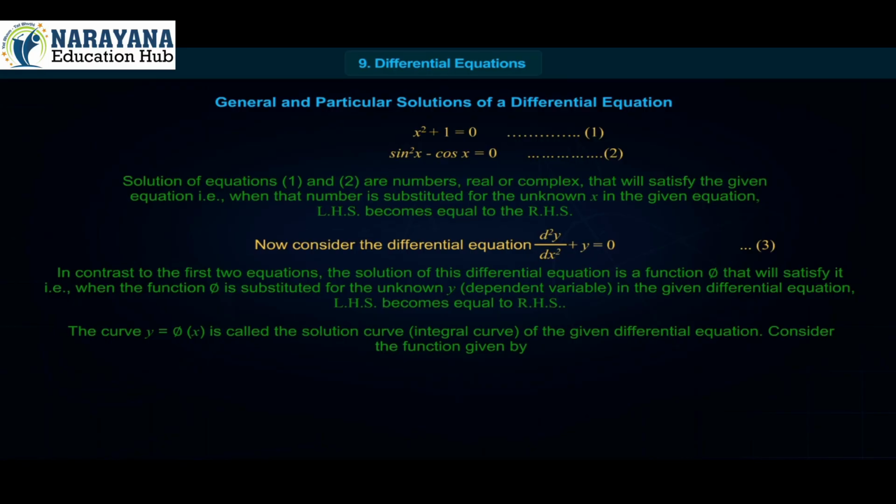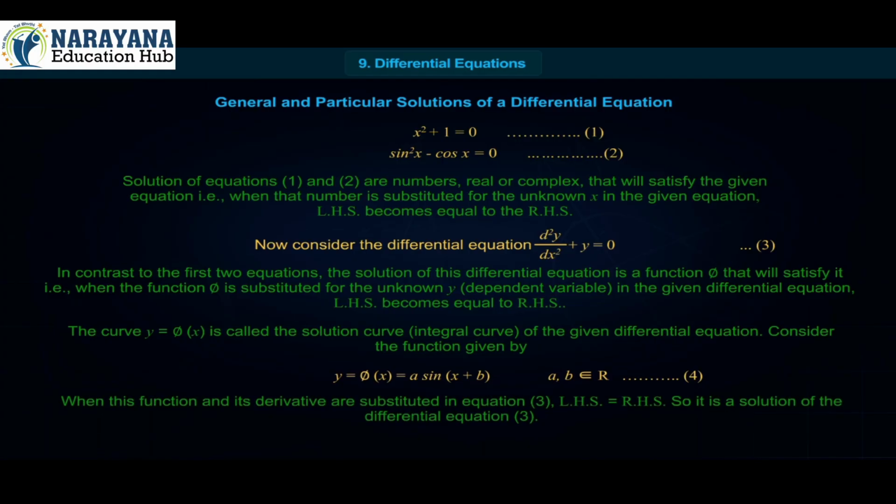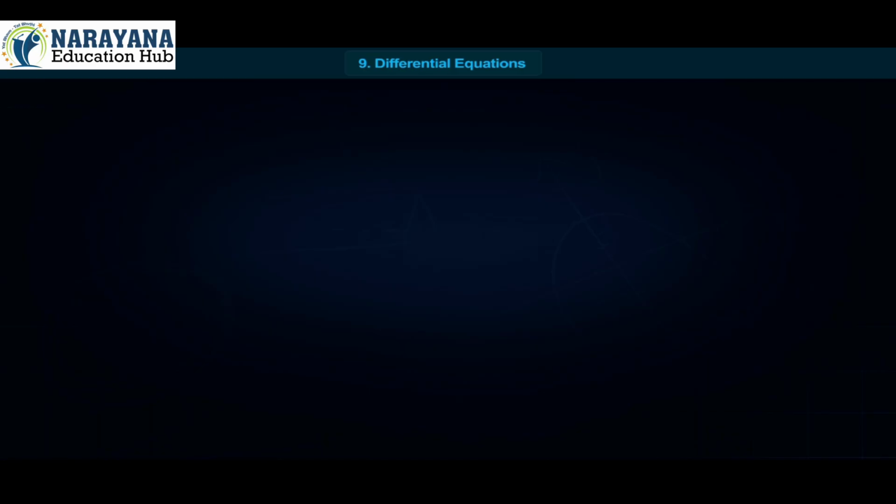The curve y is equal to phi of x is called the solution curve, that is the integral curve, of the given differential equation. Consider the function given by y is equal to phi of x is equal to a sin x plus b, where a, b belongs to R. Equation 4. When this function and its derivative are substituted in equation 3, left hand side is equal to right hand side. So it is a solution of the differential equation 3.